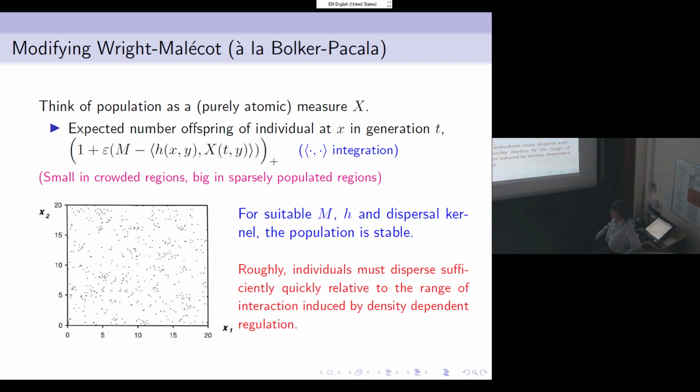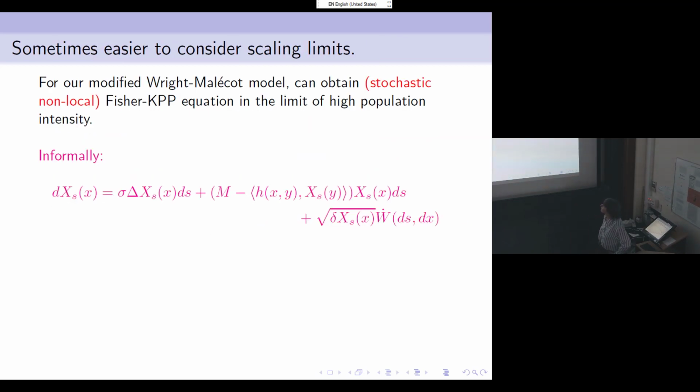Okay, so roughly, what do I mean by suitable and enough and smooth enough and all that kind of stuff? Well, roughly the rule of thumb is that individuals must disperse sufficiently quickly relative to the range of the interaction that they're not killed by their own close relatives. The fact that no 2 of my family are in the same city at the moment, or indeed the same country, I think, shows we're good at this. So roughly, individuals must disperse sufficiently quickly relative to the range of interaction. We'll see exactly what sufficiently quickly should be, or at least we'll see a heuristic for it in a moment. Okay. So sometimes it's easier to consider scaling limits.